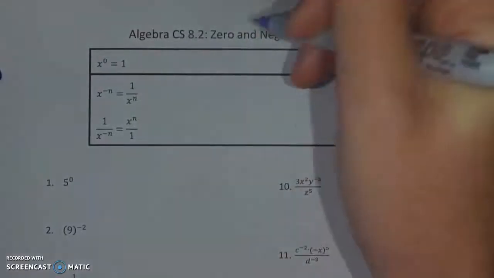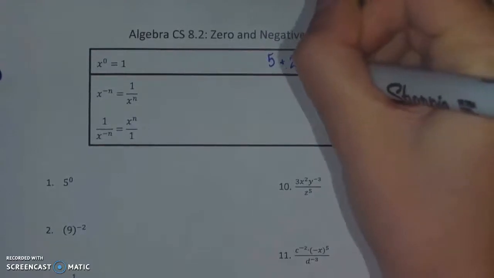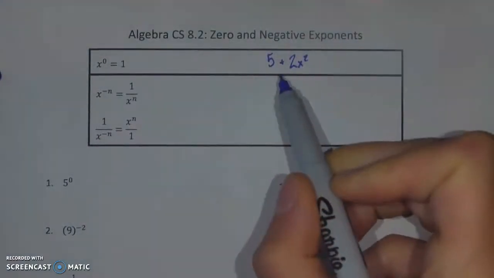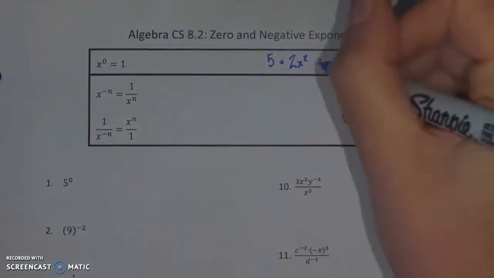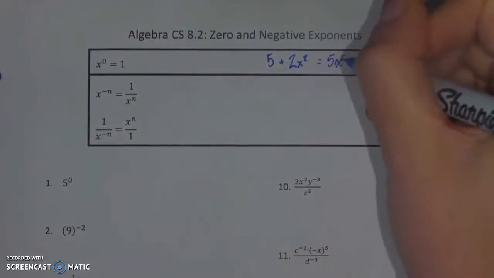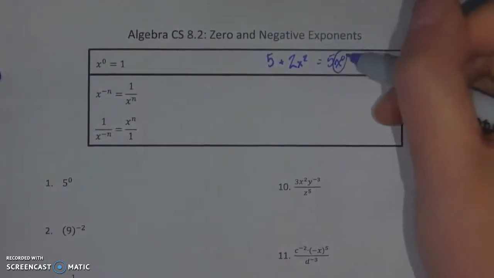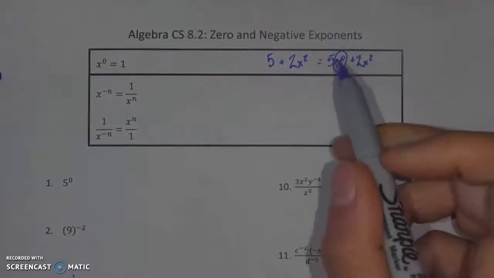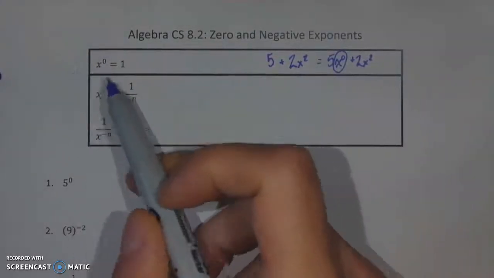This is like saying, let's say we had a 5 plus a 2x squared or something. What it's saying is, well, we kind of have an x there, it's just raised to the zero power. So you could have also written this as 5x to the 0 plus 2x squared, since this is the same as writing 1. And we know that 5 times 1 is just 5. So that's basically what they're saying here.